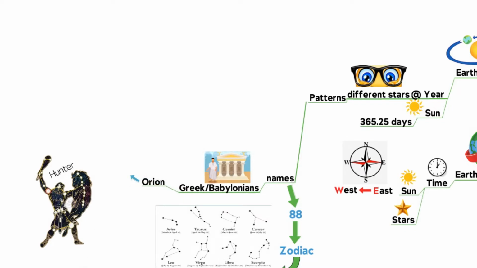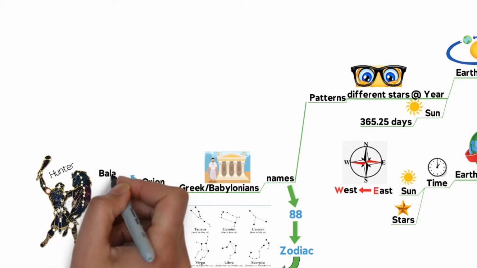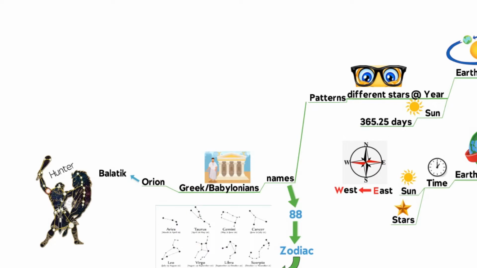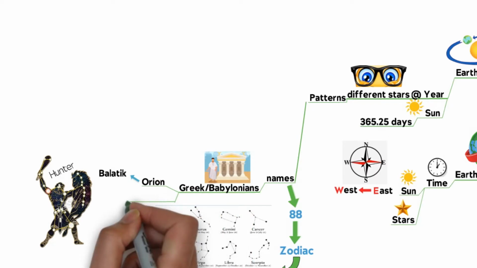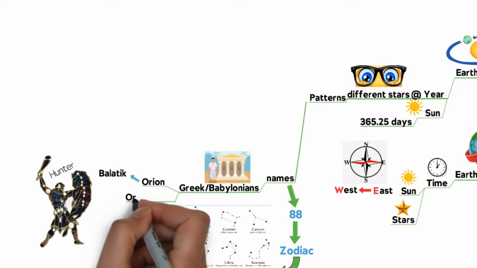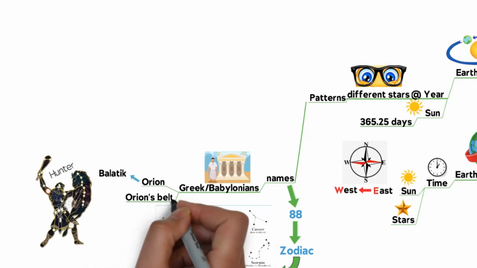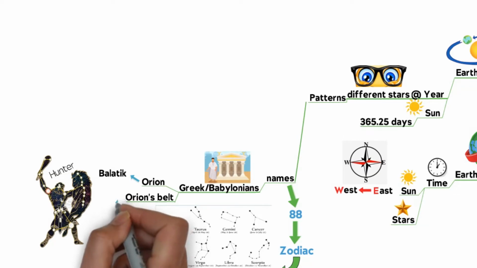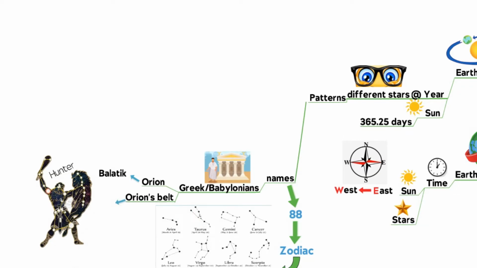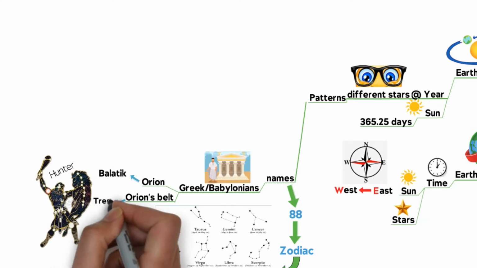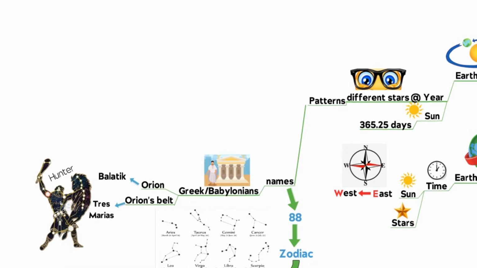Early Filipinos visualized the same group of stars as Balatik, a trap used in hunting wild pigs. Christian Filipinos named the three stars of Orion's belt as Tatlong Maria or Tres Marias.